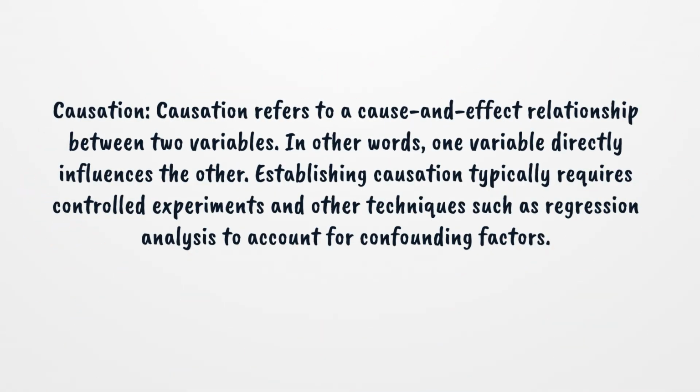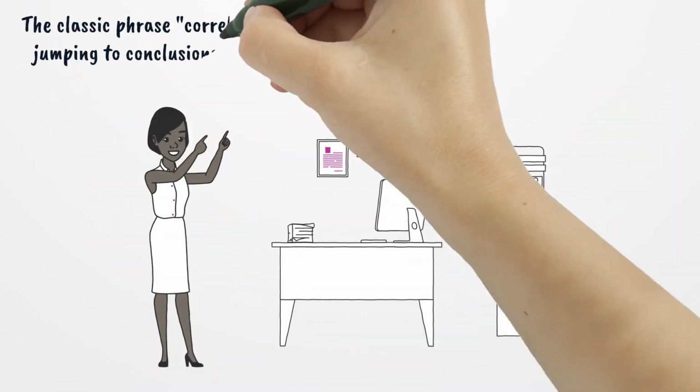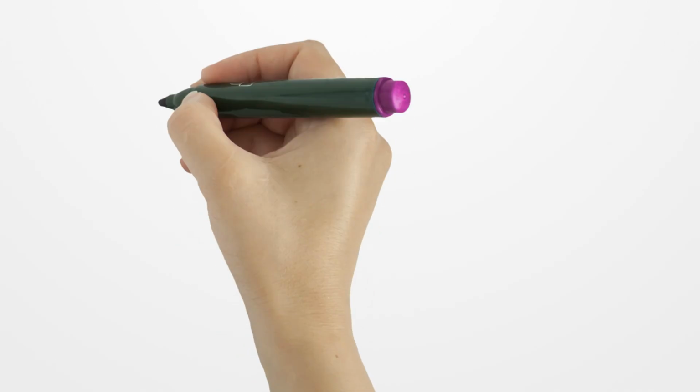Causation. Causation refers to a cause and effect relationship between two variables. In other words, one variable directly influences the other. Establishing causation typically requires controlled experiments and other techniques such as regression analysis to account for confounding factors. The classic phrase "correlation does not imply causation" is a reminder to avoid jumping to conclusions about cause and effect relationships based solely on observed correlations.